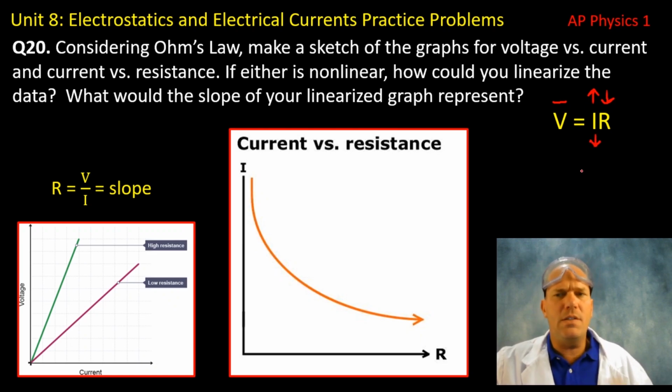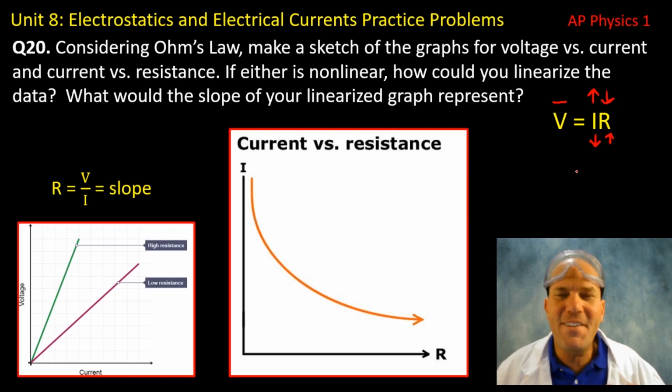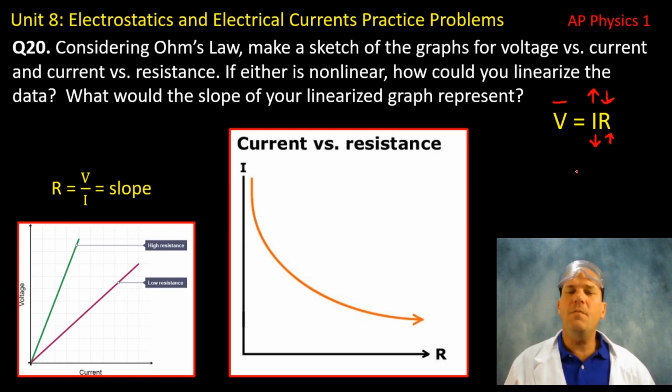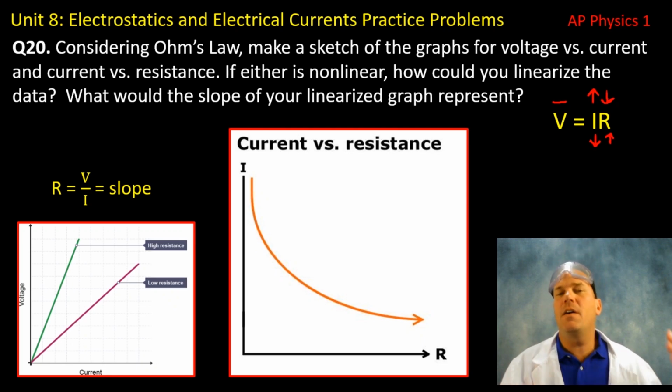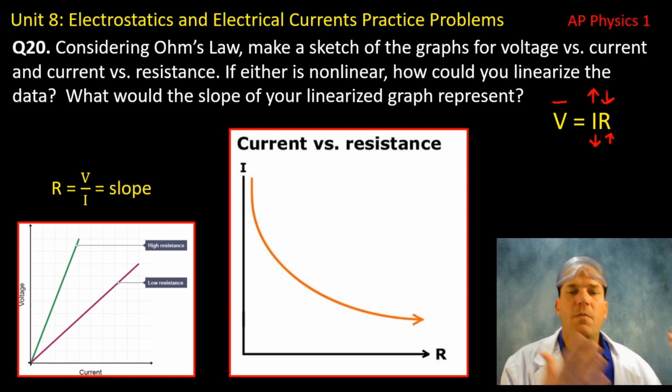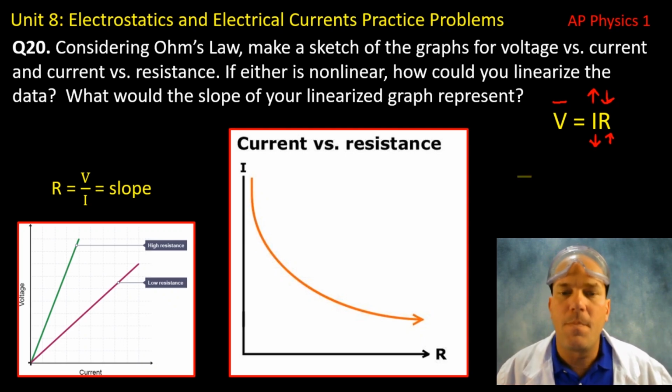If the current is decreasing and the voltage is constant, well, that must mean resistance is increasing, which would explain why current is decreasing. So inversely proportional, you should recognize the general shape here of this sketch of current as a function of resistance as being inversely proportional.